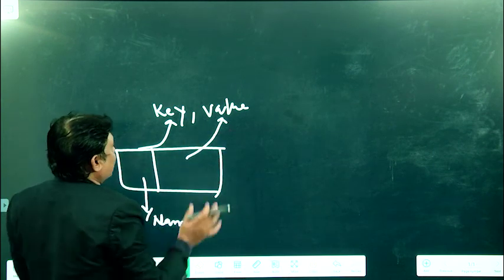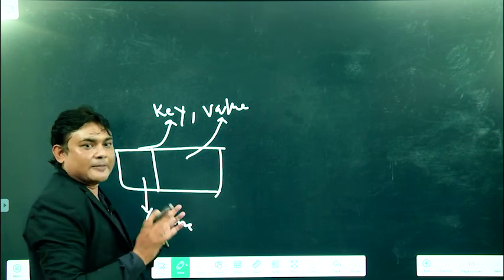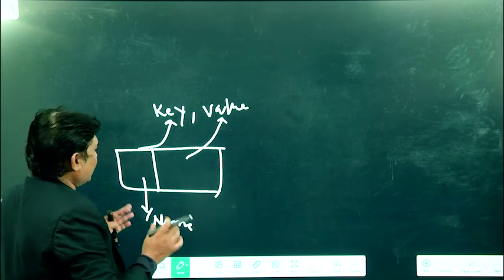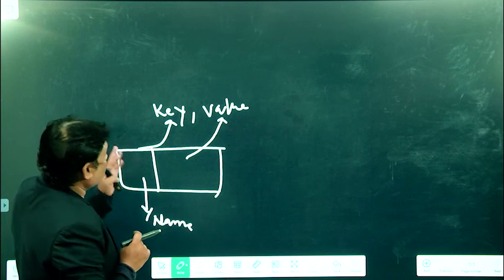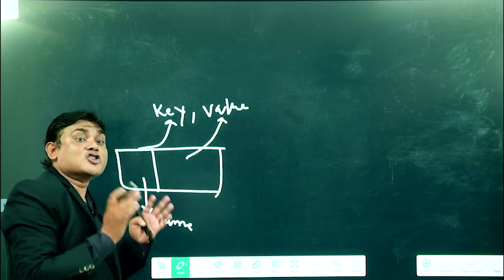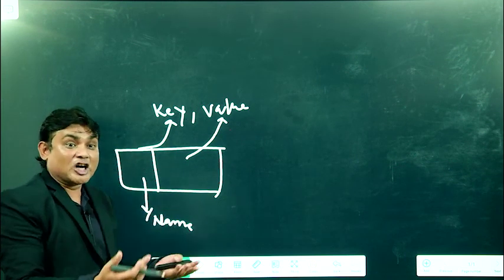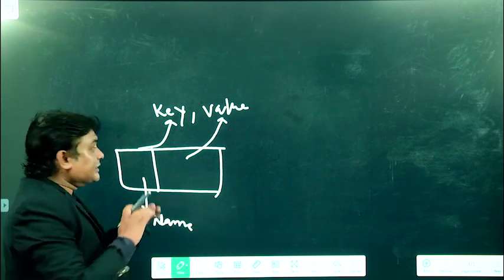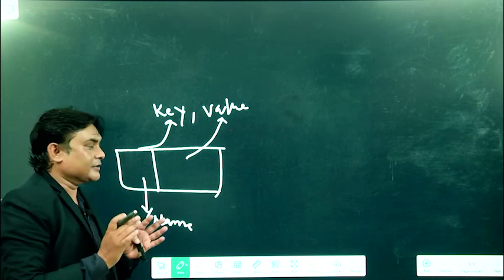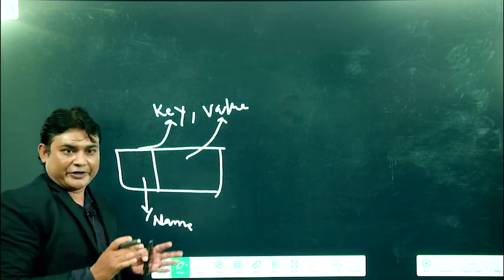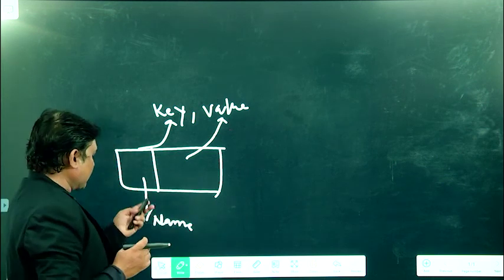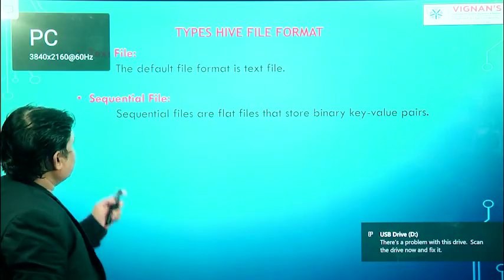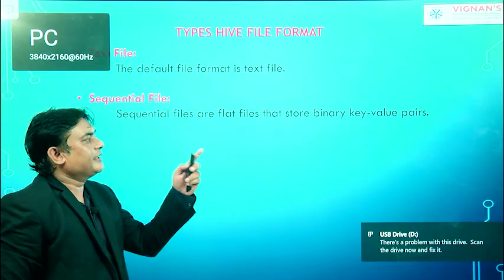In this way, the sequential file will store the information. This sequential file can also store the output of the mapper. If you want to store the output of the mapper, you can use a sequential file, which represents the file in the form of key value pairs only. So the sequential files are flat files that store binary key value pairs.